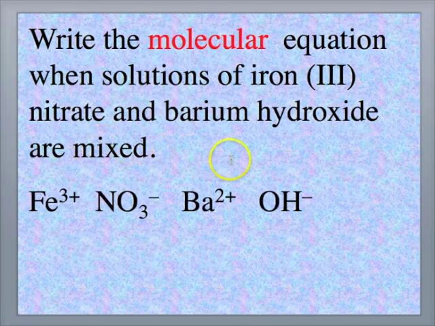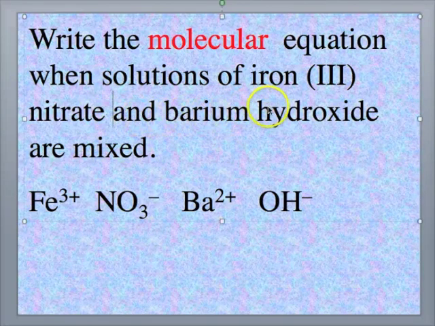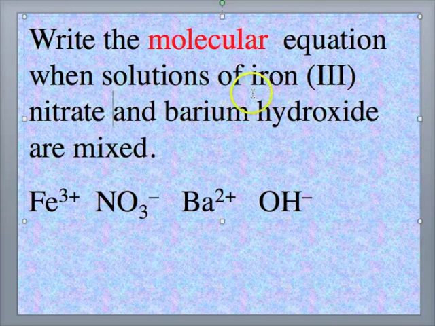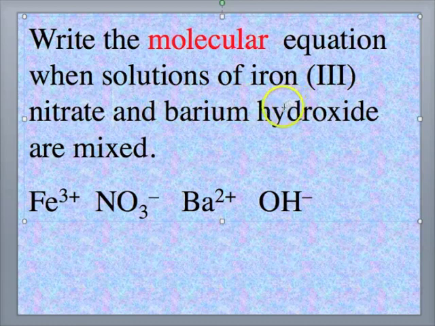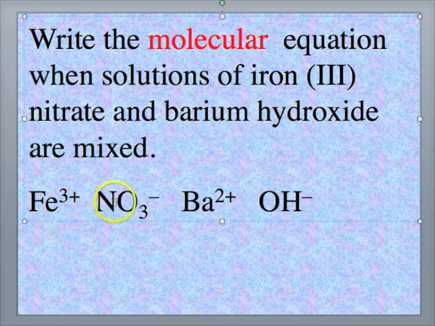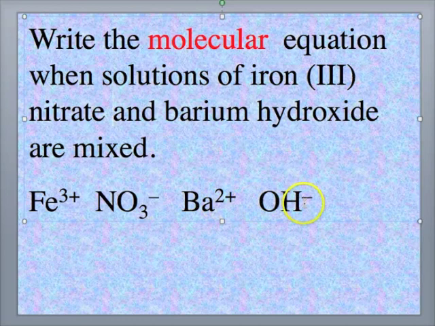molar. Write the molecular equation when solutions of iron 3 nitrate and barium hydroxide are mixed. Well, we have to write, first of all, the formulas for iron 3 nitrate and barium hydroxide. So we start with a solution inventory. Here's iron ion. Here is nitrate. Here is barium ion. And here's hydroxide.